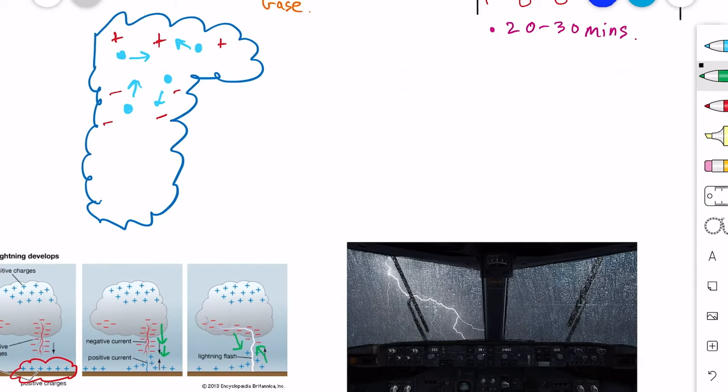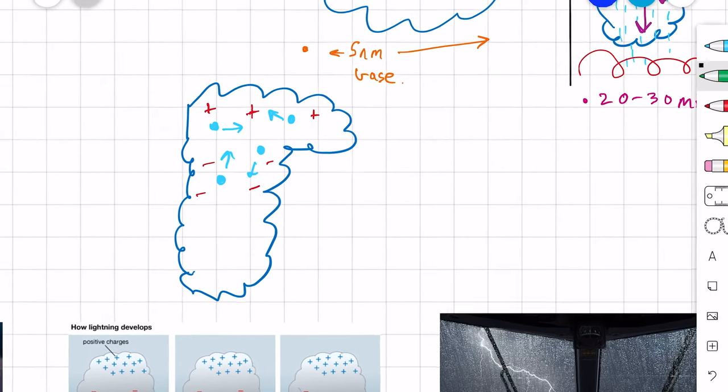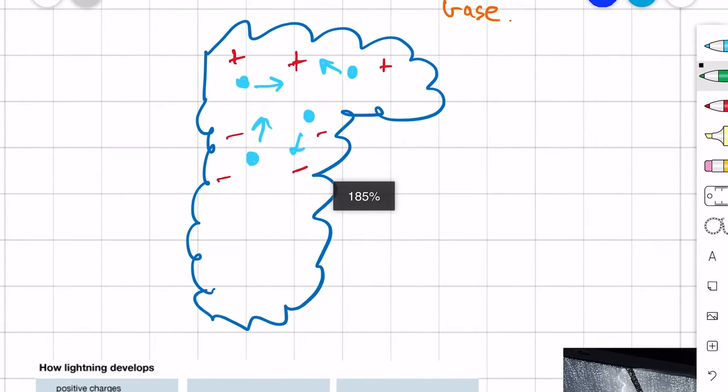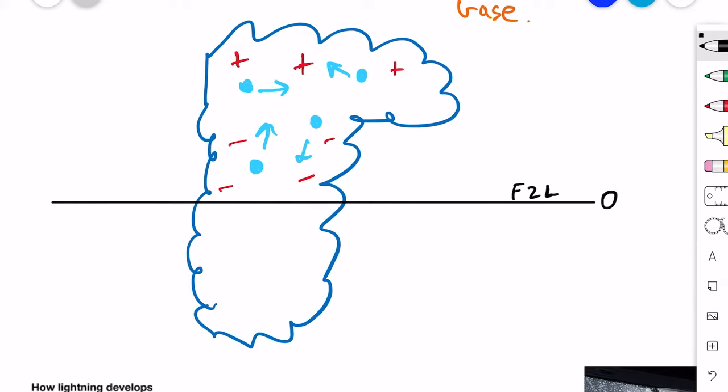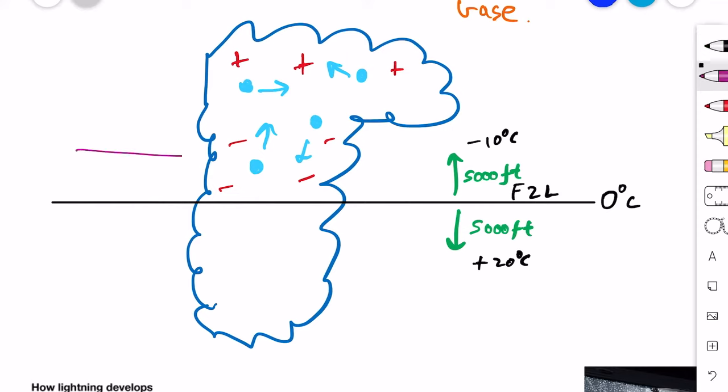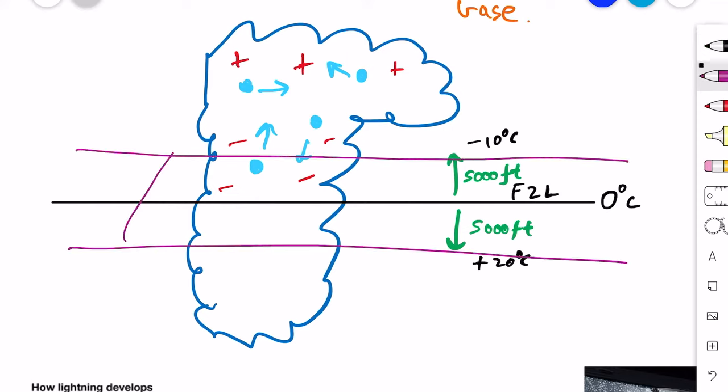Now, an important point to know in lightning is that it is most likely within 5,000 feet of the freezing level. So freezing level is the altitude where the temperature is 0 degrees Celsius, which is the freezing point of water. So lightning is most likely 5,000 feet above and below the freezing level. And the temperatures over here are minus 10 degrees Celsius and plus 20 degrees Celsius. So lightning is most likely in this region.